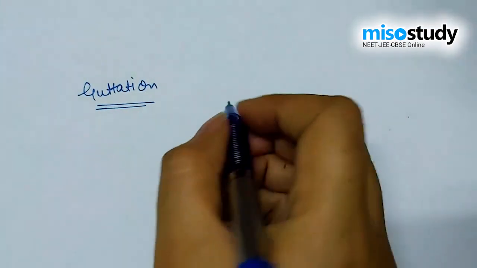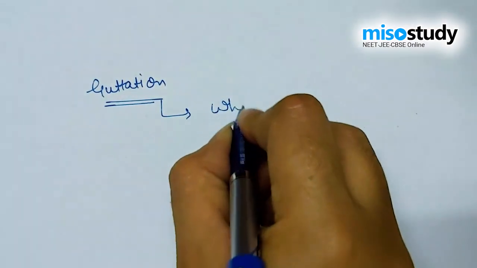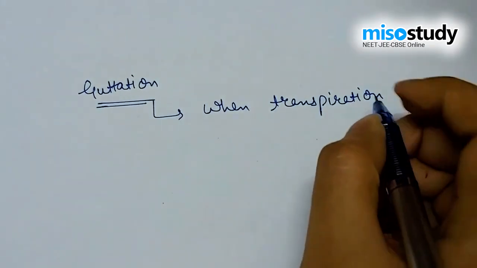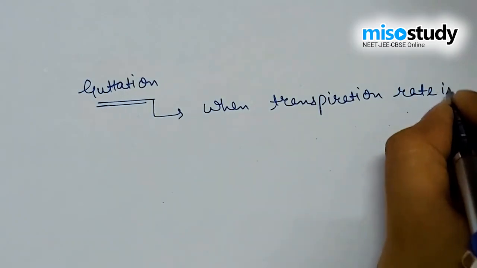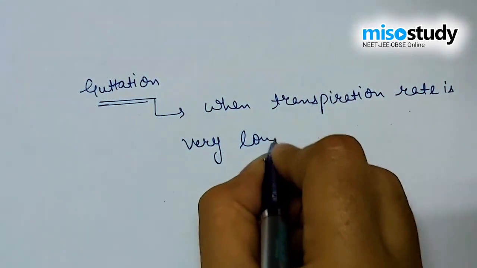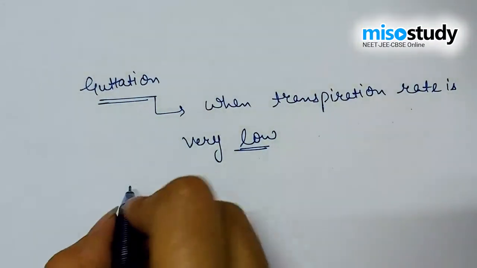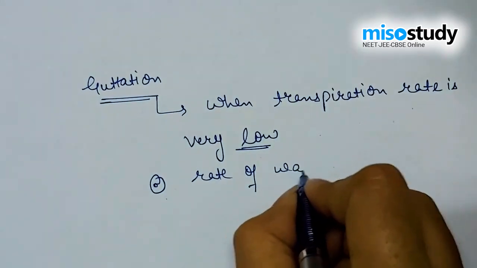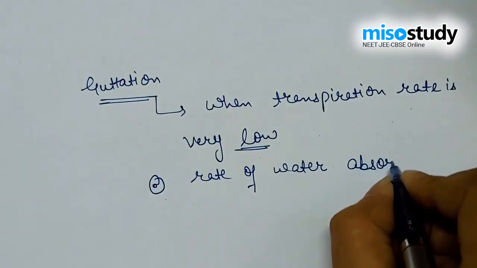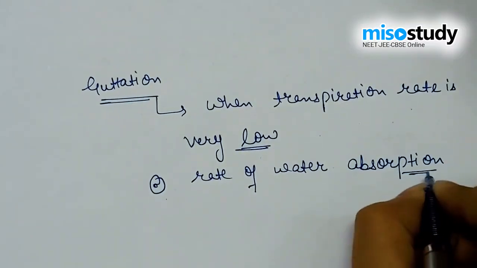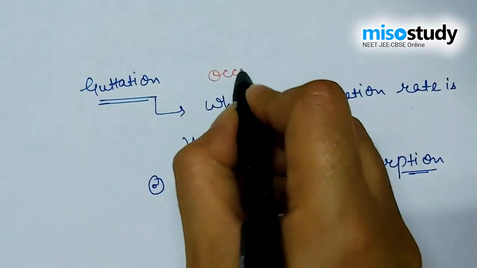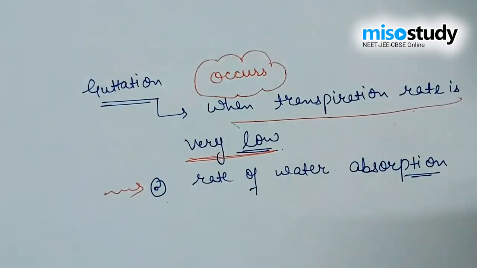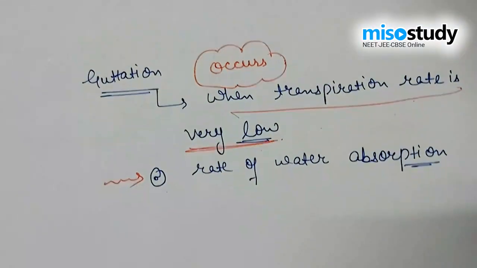guttation occurs when the transpiration rate is very low as compared to the rate of water absorption. So guttation occurs when the transpiration rate is low as compared to the rate of water absorption by the plants.